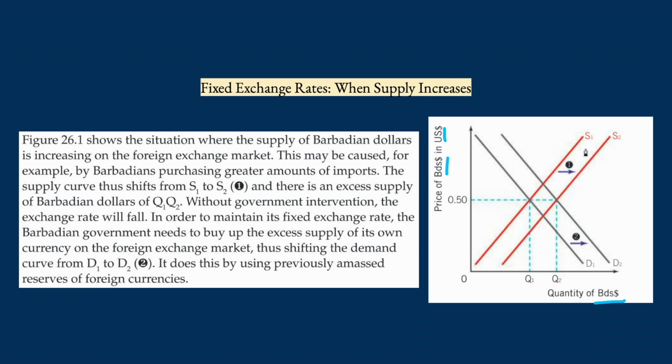And as you guys can see, we're going to be shifting both the supply and the demand curve in this case. So let's go ahead and read the analysis for it. As shown in this graph here, it shows a situation where the supply of Barbadian dollars is increasing on the Forex market. And this may be caused by a multitude of examples. But for example, by Barbadians purchasing greater amounts of imports, they increase the supply of the currency on the market.